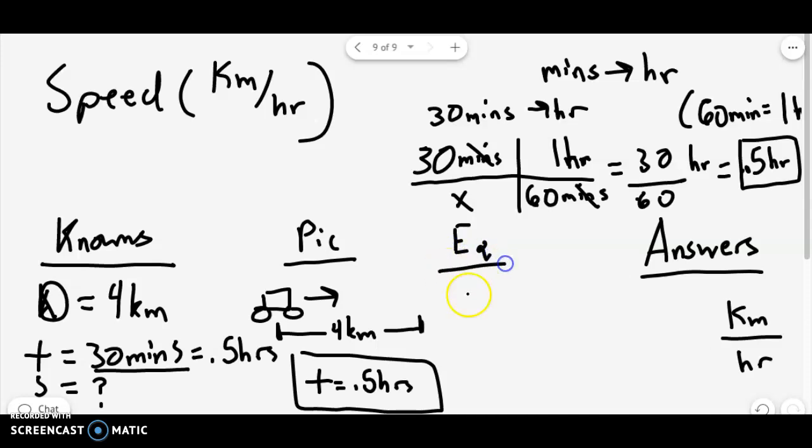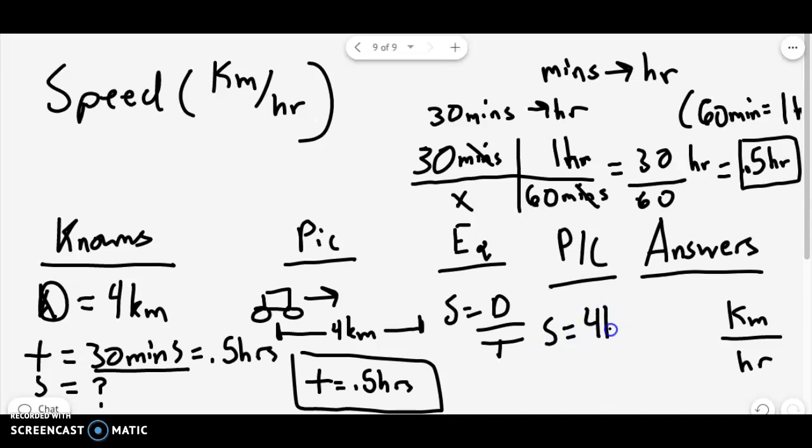The equation for speed is the same as it was before. Plug and chug. 4 kilometers divided by a half an hour, or 0.5. That answer is going to be 8 kilometers per hour.